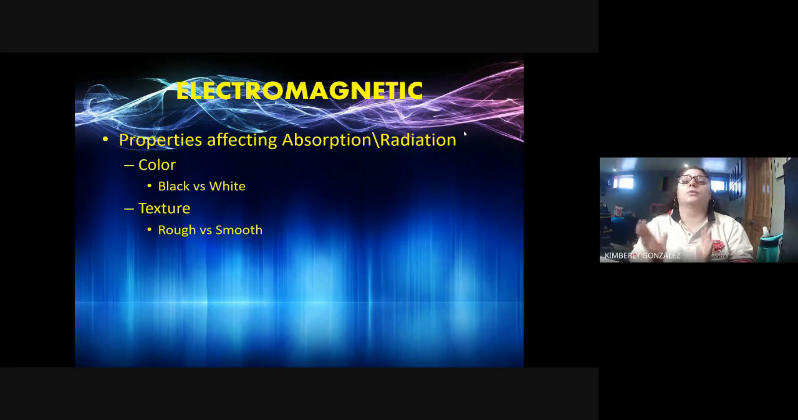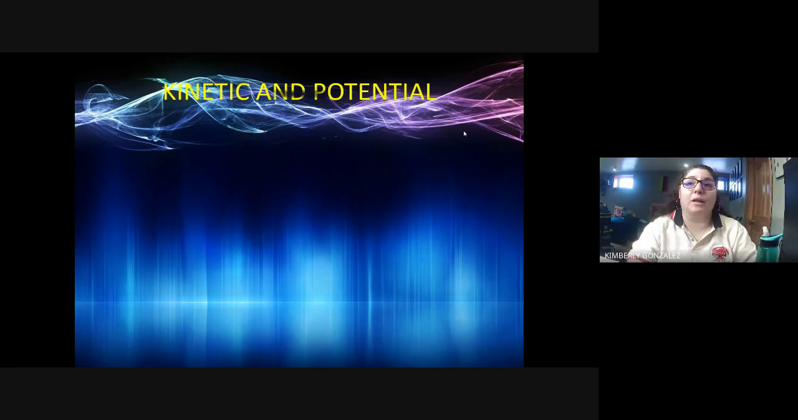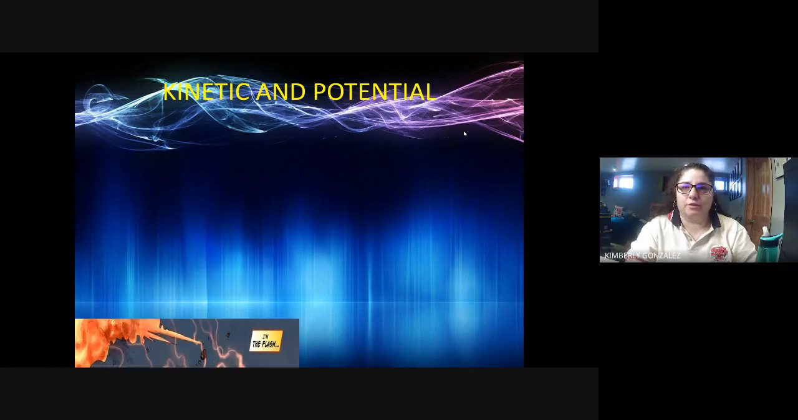Okay? So really understand that if it's dark and rough, it's going to be absorbed. But if it's lighter and smoother, it's going to be reflected. Again, that's going to follow you. Right? So just a little bit of review of the difference between kinetic energy and potential energy.